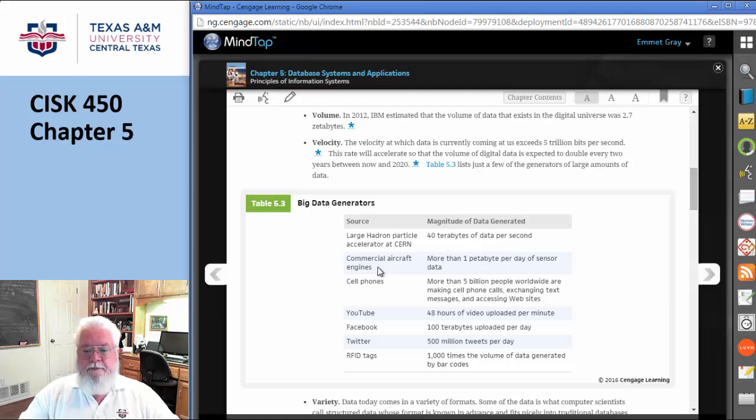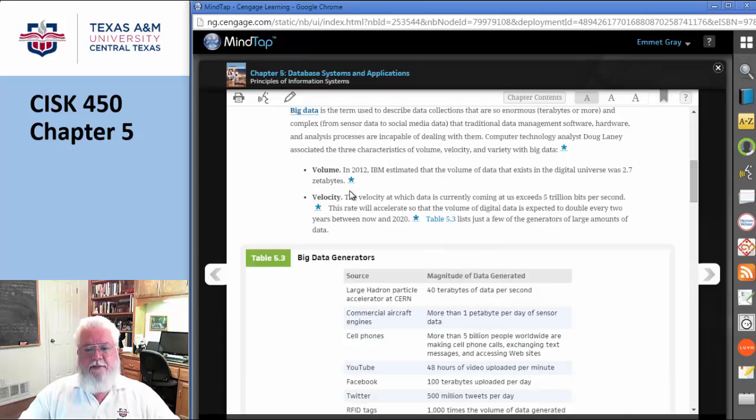Okay. I like the things about YouTube and Facebook. 100 terabytes uploaded per day to Facebook. And YouTube, 48 hours of video uploaded every minute. That's one heck of a lot of data. So, big data typically talks about, well, let's look at the key terms. The volume. How much data are you dealing with? The velocity. In other words, what's the speed at which the data is coming in?